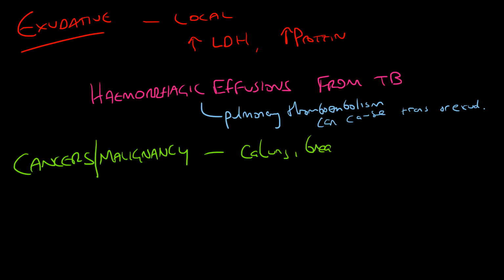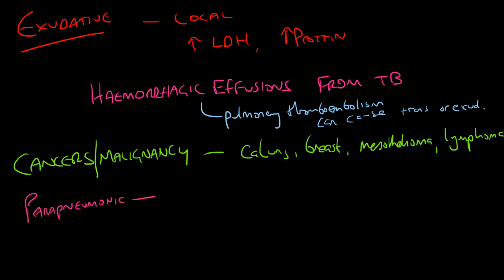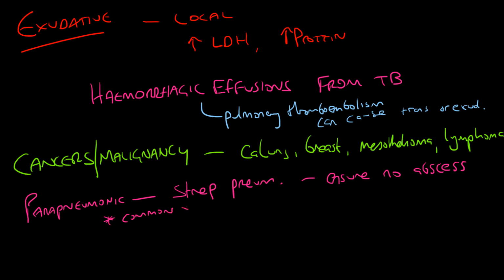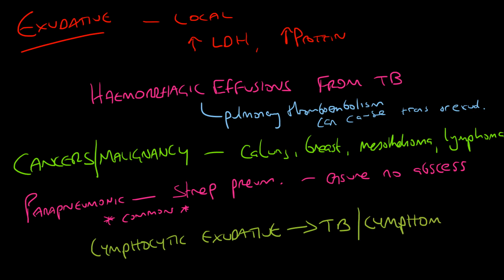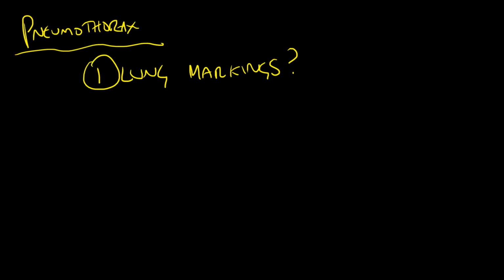Cancers and malignancy are some of the biggest causes of exudative process, such as lung cancer, breast cancer, mesothelioma, and lymphoma. Sometimes a parapneumonic effusion can be an exudative effusion, and this is normally caused by something like Strep pneumoniae, and you need to ensure in this case that there is no abscess formation, because that can be a common cause of a parapneumonic exudative process. And if you have a lymphocytic exudate, you might want to consider lymphoma as part of your differential, and this makes sense, but you should also suspect tuberculosis.